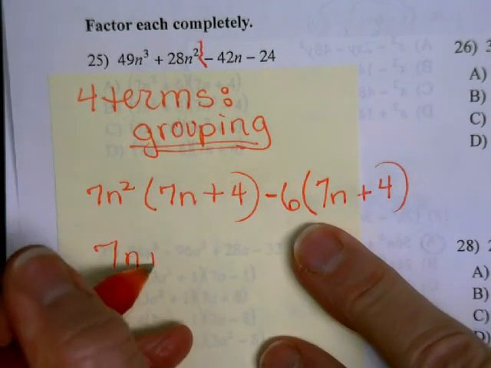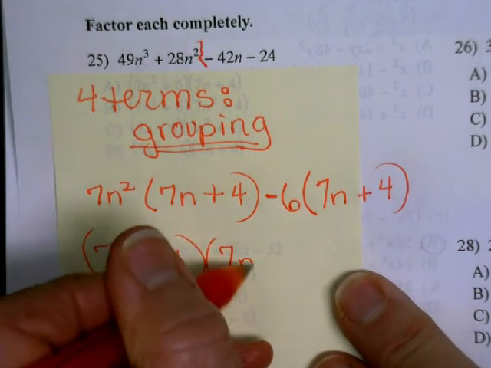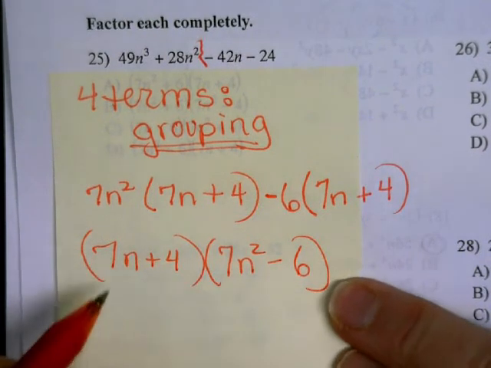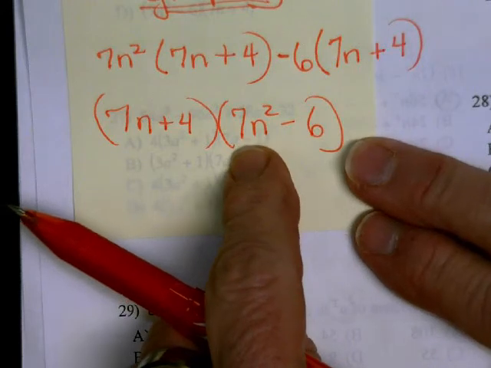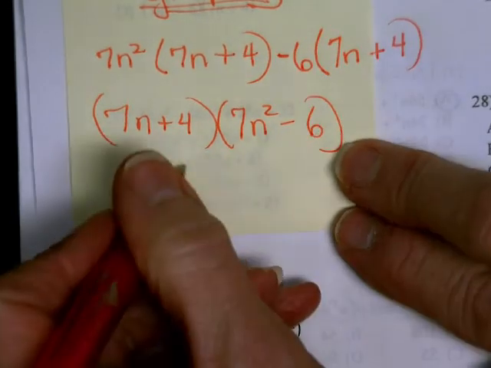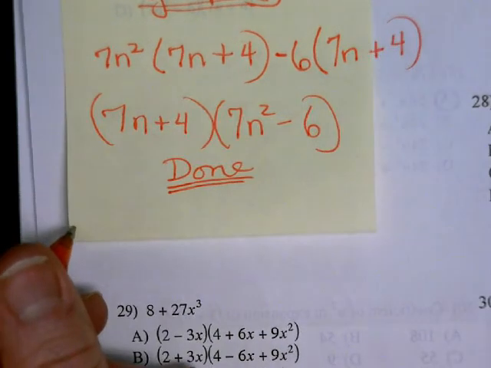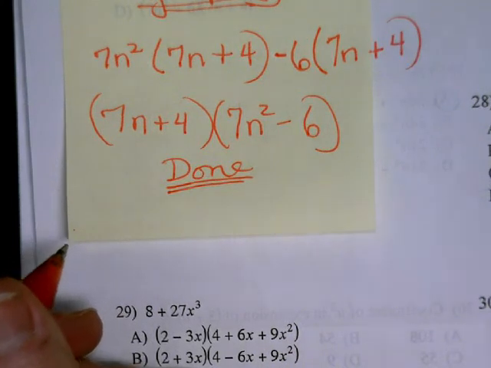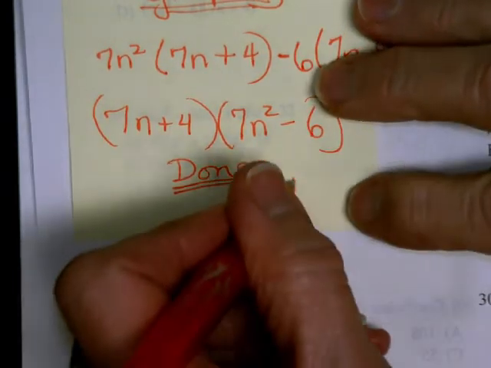Now on their answers, they write this 7N plus 4 last. I like to write it first because it's like I'm taking out this greatest common factor of a 7N plus 4. Then I write what's left. And I always ask myself, can I factor that again? These are not perfect squares. So I am done. Always ask yourself. If you don't ask, you'll miss something.